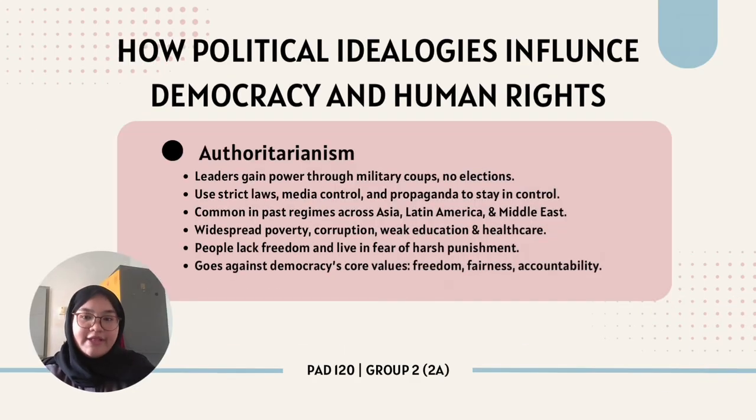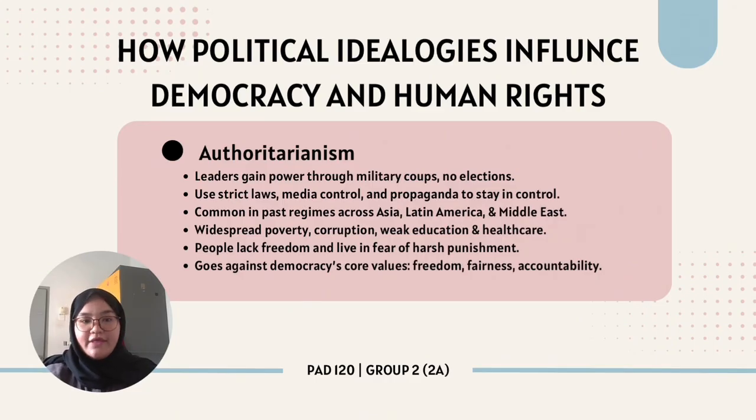Okay, moving on, let's talk about authoritarianism. Authoritarianism is basically the opposite of democracy. Authoritarian leaders take power through things like military coups and don't rely on elections. They use violence, propaganda, and media control to stay in power. In many places like Latin America or parts of Asia and the Middle East, this system has caused poverty, poor education, bad healthcare, and also corruption. This showed that leaders only cared about staying in power and not the people's well-being.